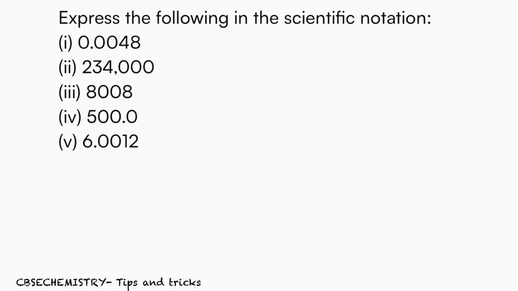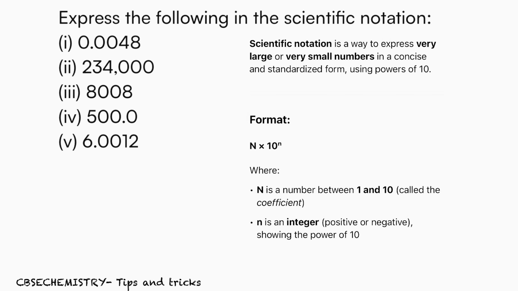Express the following in scientific notation. First question is 0.0048. Before doing this, you must know what scientific notation is. Scientific notation is a way to express very large or very small numbers in a concise and standardized form using powers of 10. This is the format: capital N into 10 raised to n. This capital N must be a number between 1 and 10. I will explain in detail with an example.